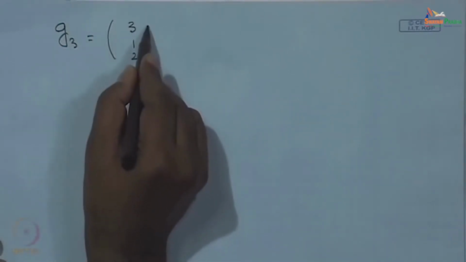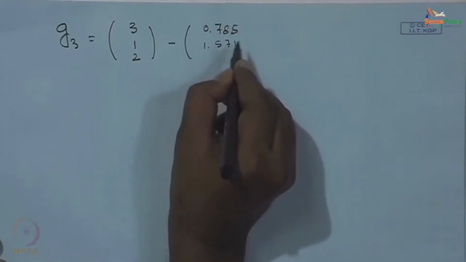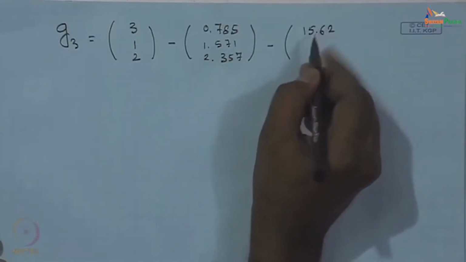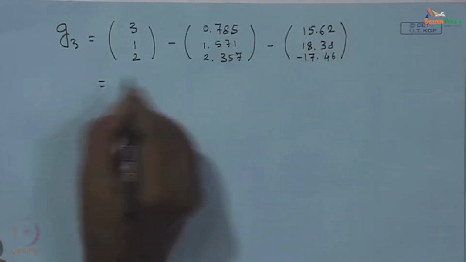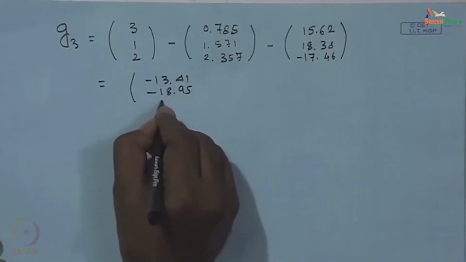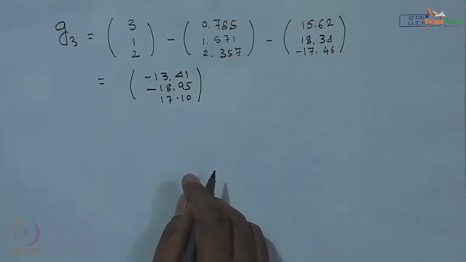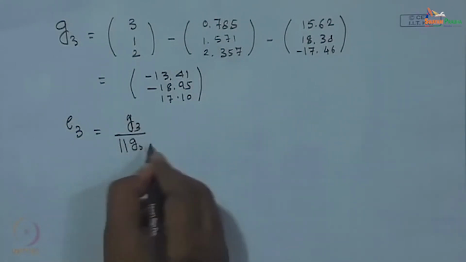So, G3 now becomes (3, 1, 2) minus (0.785, 1.571, 2.357) minus (15.62, 18.38, -17.46), and after simplification this becomes (13.41, -18.95, 17.10). So, that is the third vector G3, which is orthogonal to E1 and E2, but to make it orthonormal we have to normalize G3 by this formula: G3 divided by the norm of G3.